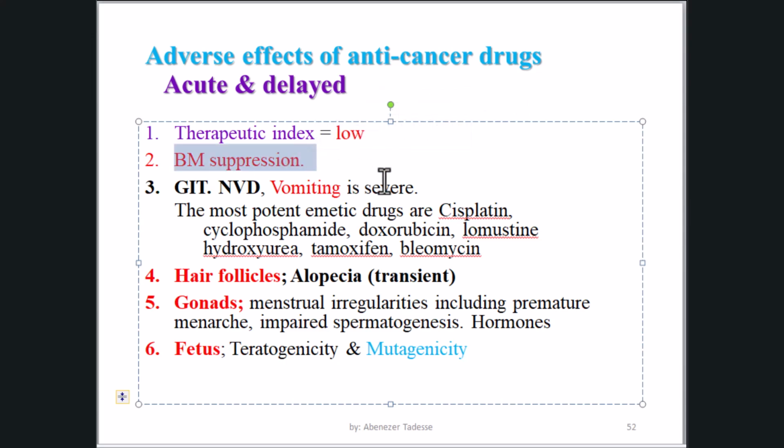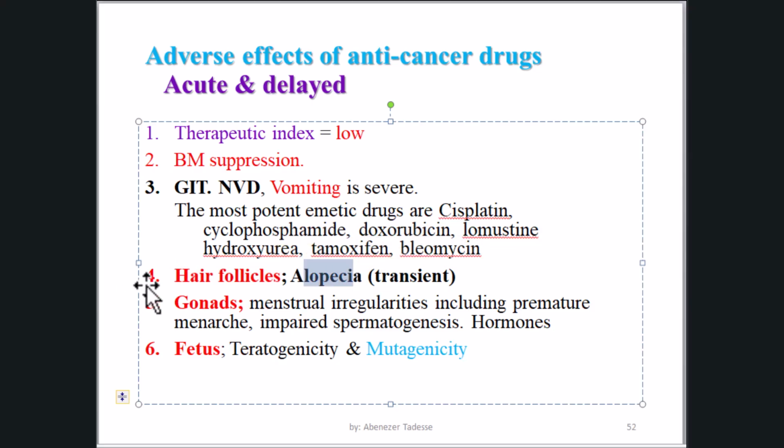The other one is bone marrow suppression. This increases the likelihood of development of infections due to immune cell reduction. The other one is they affect especially highly proliferating GI cells and can induce direct irritation to the esophagus, can induce vomiting, especially drugs like cisplatin, cyclophosphamide, and different drugs. The majority of drugs are associated with this side effect. The other one is hair follicles. Hair follicles especially are rapidly proliferating cells, so transient or temporary alopecia can be caused by these drugs.